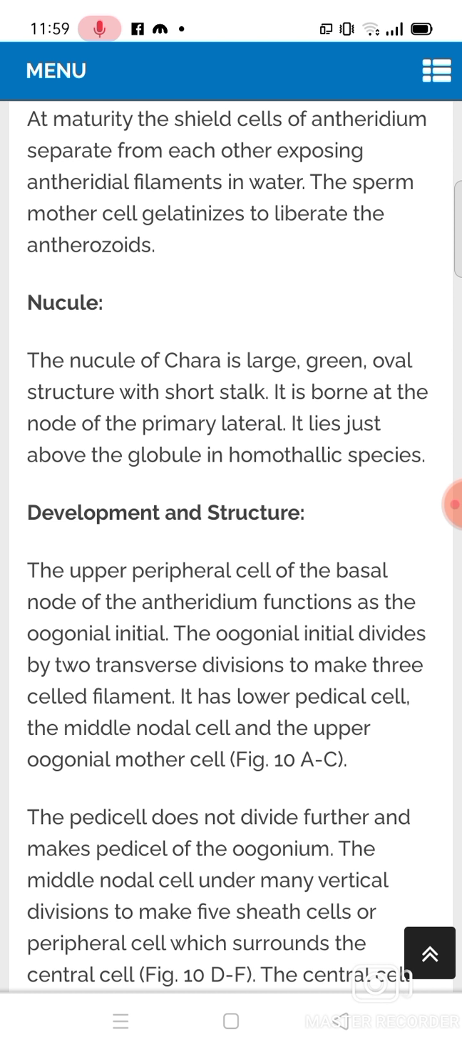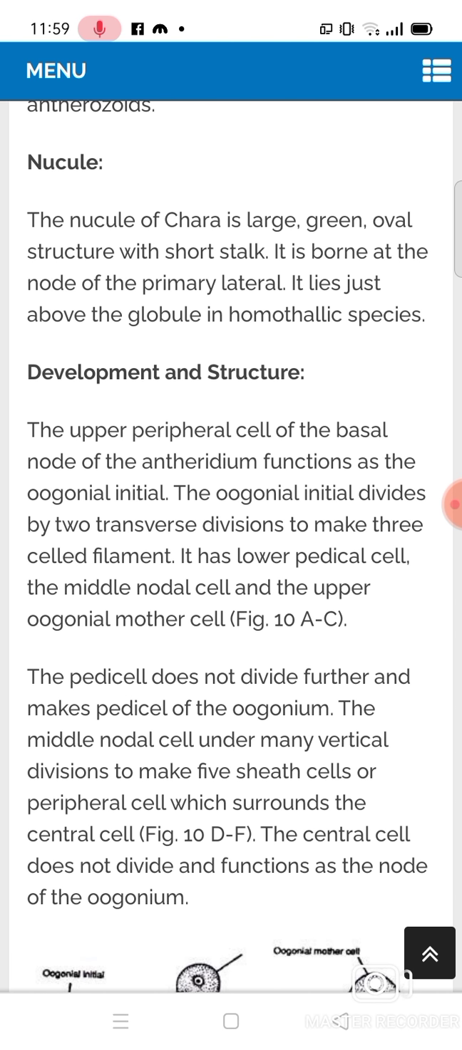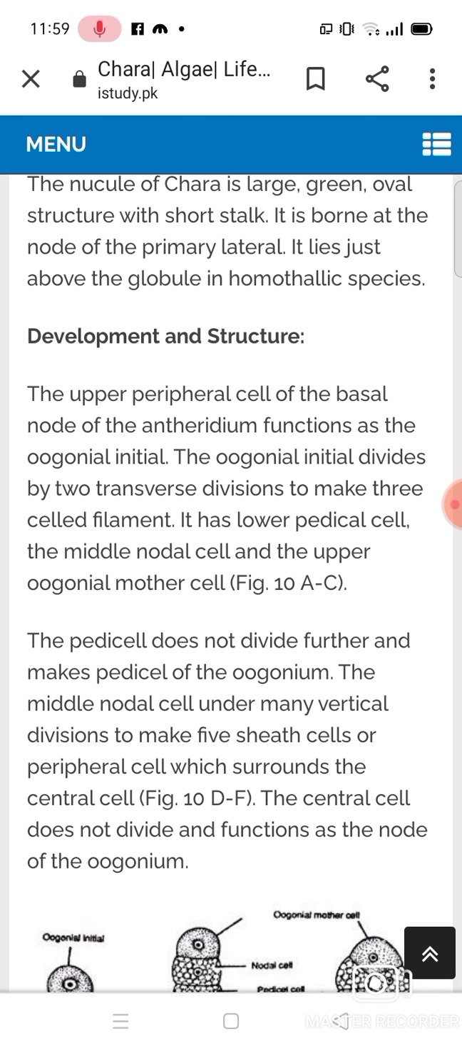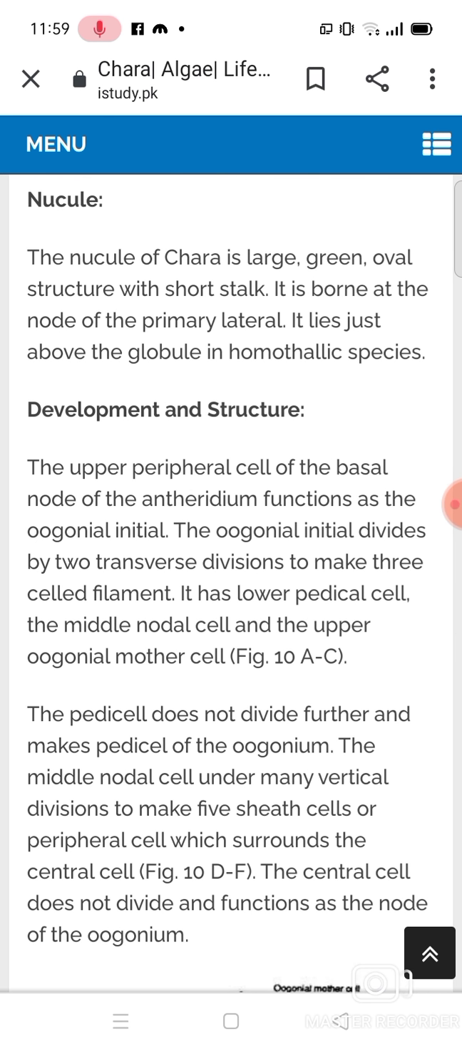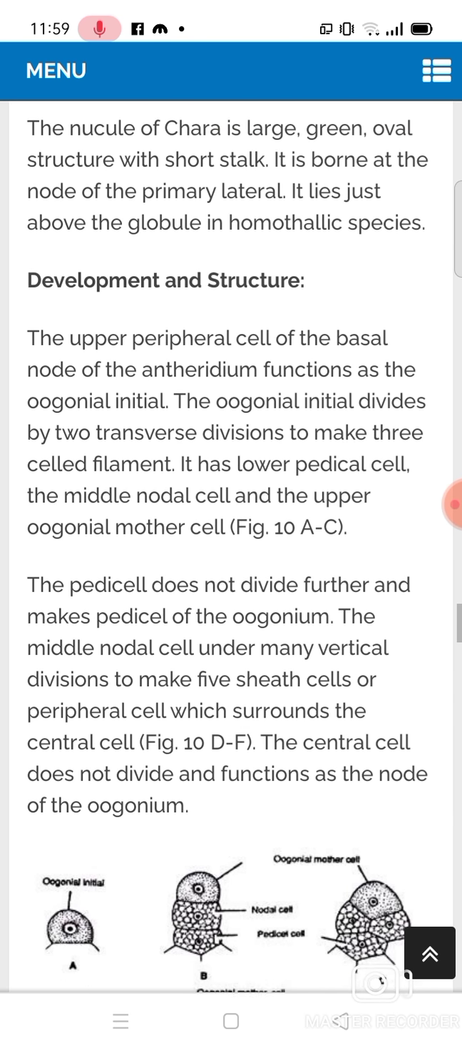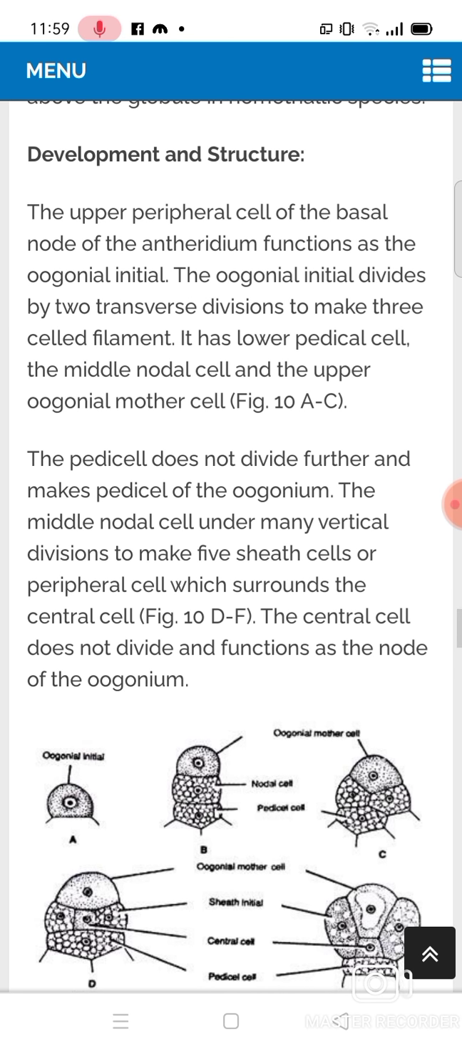Now the second one is the female reproductive structure in Chara, which is the nucule. The nucule of Chara is a large green oval structure with a short stalk. The stalk of the antheridium is large, while the stalk of the nucule is short. It is borne at the node of the primary lateral and lies just above the globule in homothallic species, meaning species in which both male and female reproductive organs are present.